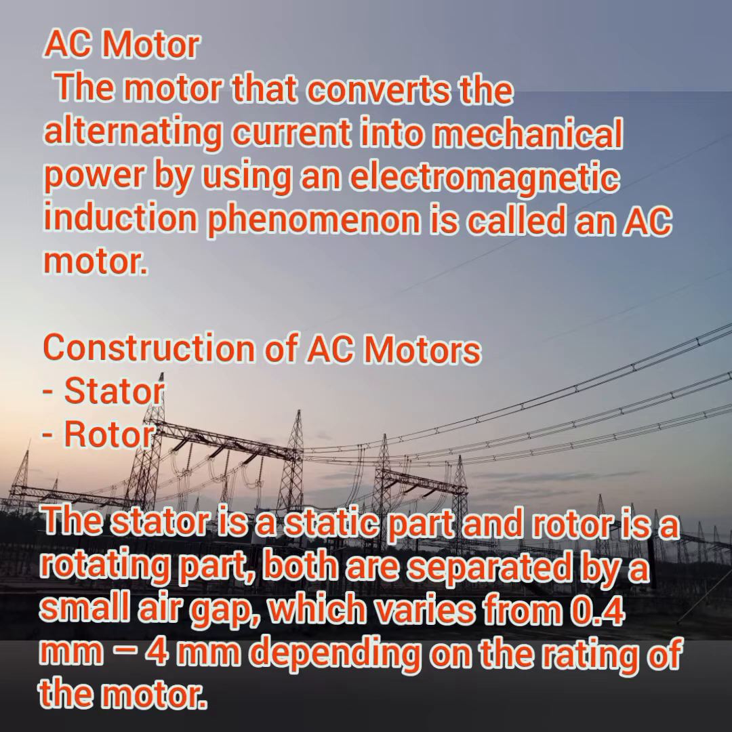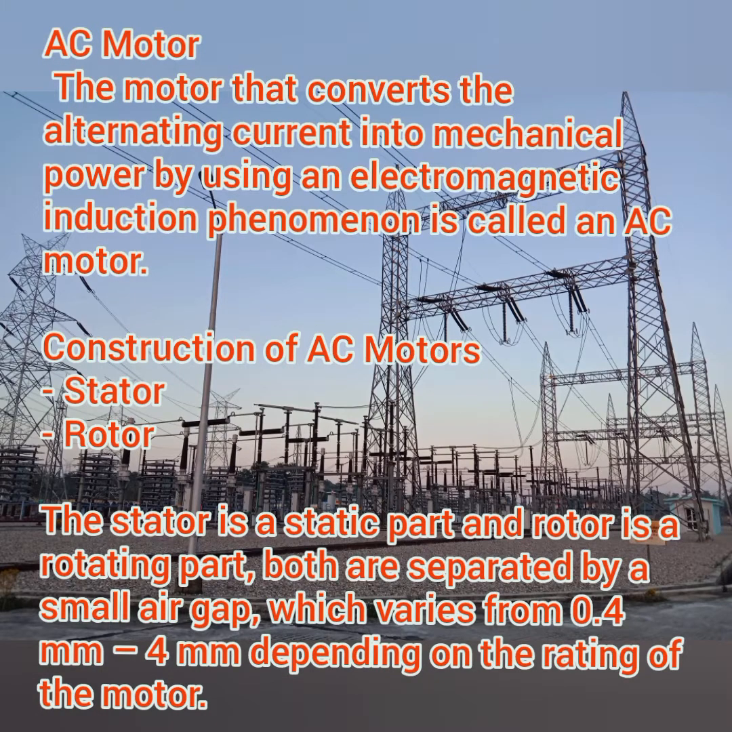As you know, motors are divided into AC and DC. In this topic we are going to see about AC motors and their main construction. Construction wise, they have two main parts, a stator and a rotor. The stator is the static part and the rotor is the rotating part. These two are separated by a small air gap of 0.4 mm to 4 mm, depending on the rating of the motor. So the main constructional parts are the stator, the static part, and the rotor, the rotating part.